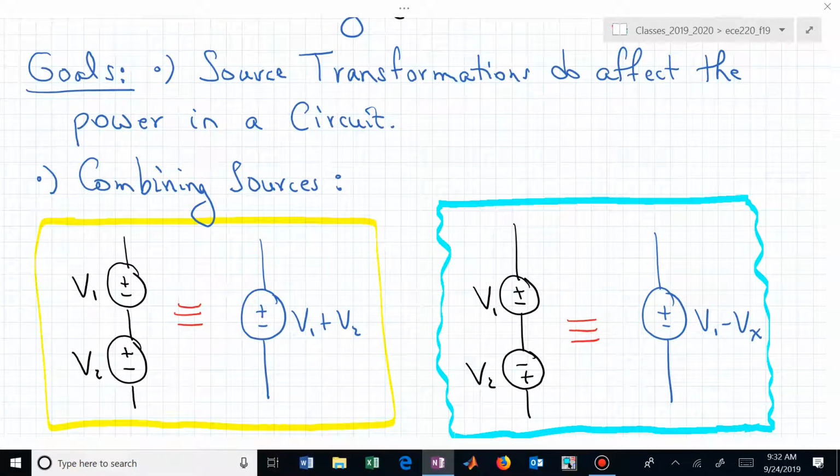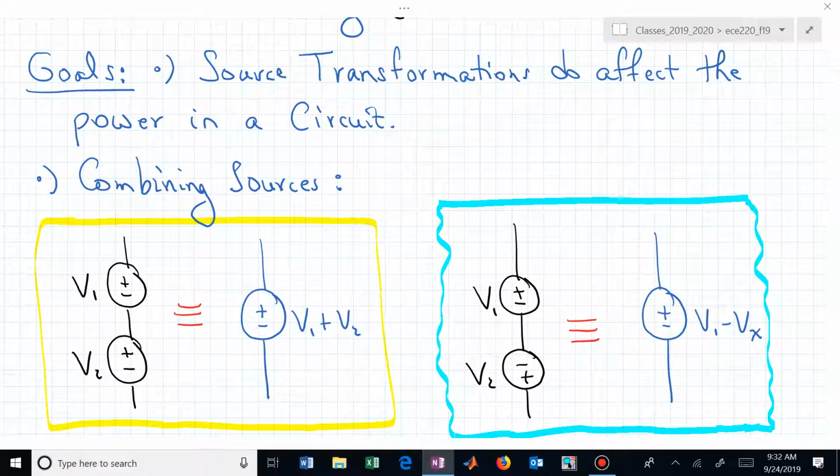Today what I want to do is combine and split sources, whatever that means. We'll try to become a little bit more comfortable with that, but before we do that, let's just convince ourselves that when we do these source transformations, all bets are off when we start doing power. We don't want to be thinking about the power being equivalent inside these conversions that we've performed. That's not going to happen.